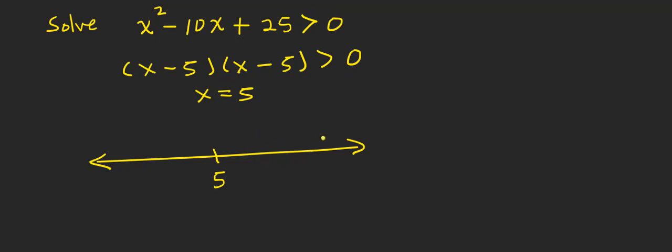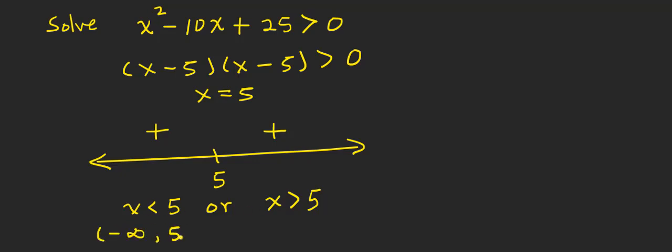What is a good test value from here? Let's plug in 10. When you plug in 10, you get positive. What about over here, 0? When you plug in 0, negative times negative is positive. So we want this to be positive because it has to be greater than 0. When does that happen? That happens when x is less than 5 or when x is greater than 5. And how do we use interval notation to represent this? It will be negative infinity to 5, not including 5, or 5 to infinity. Again, we cannot include 5 because at 5, this becomes 0, and 0 is not greater than 0.